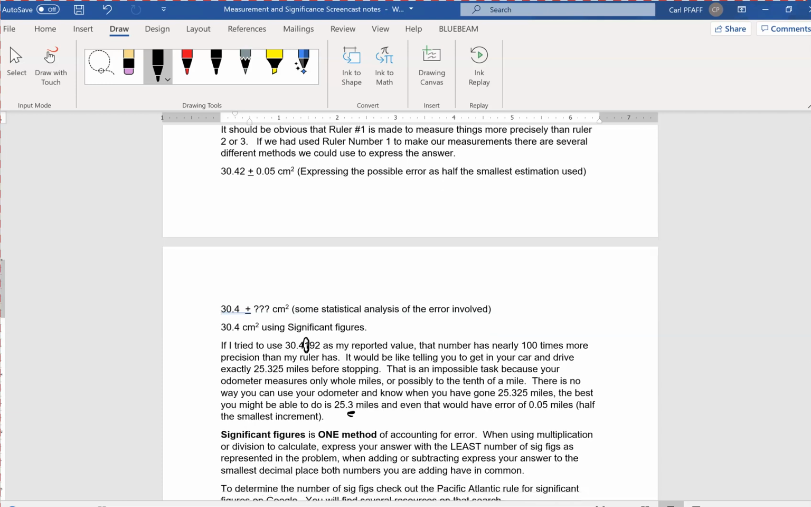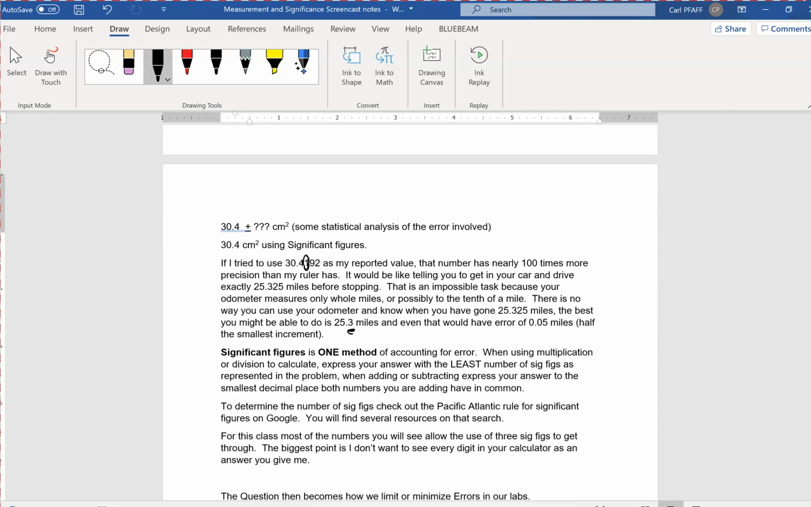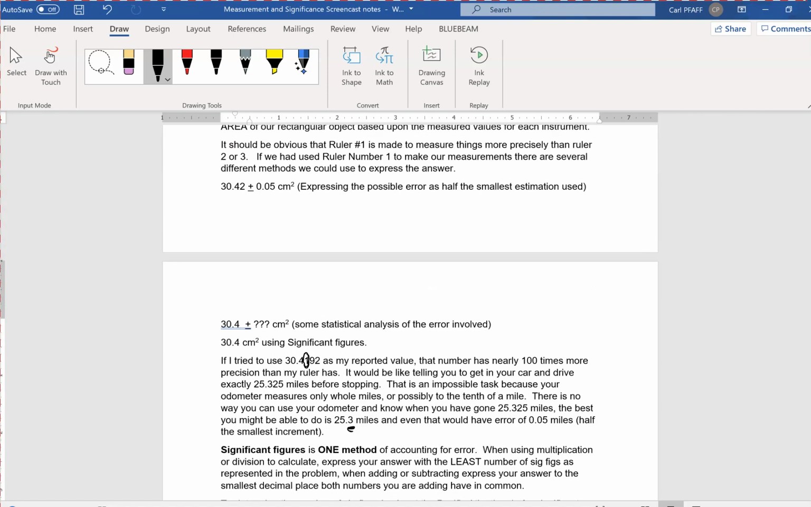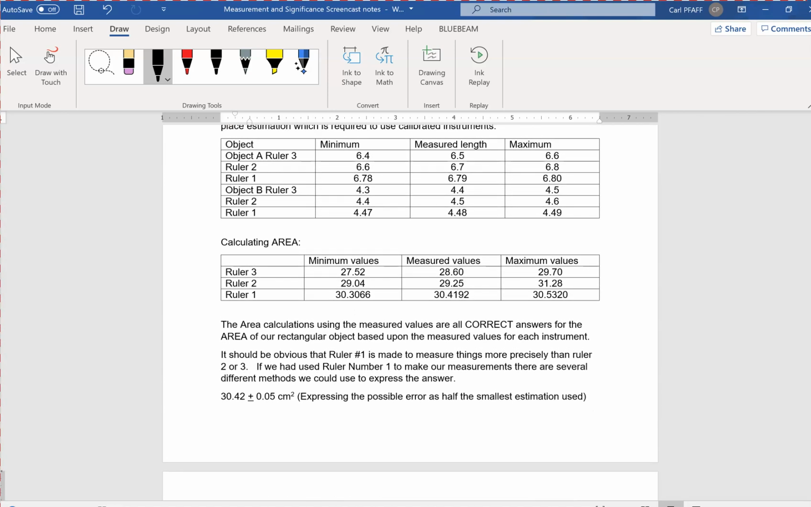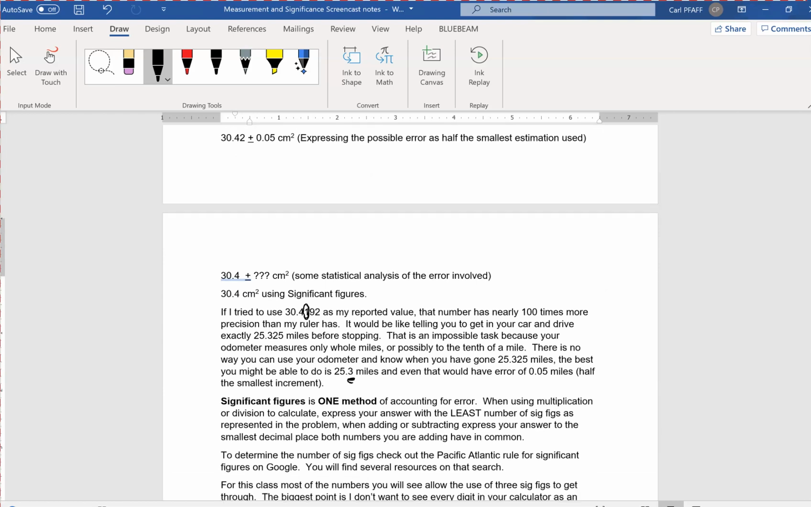All right, so significant figures is one method of accounting for error. We should be familiar with the idea that when we use multiplication or division to calculate, we express our answer to the least number of sig figs that are in our problem. So when I look back up at my data up here, 4.48 and 6.79 both have 3 sig figs, so I should have 30.4 for my proper answer.